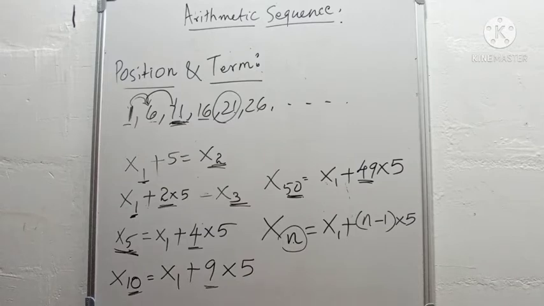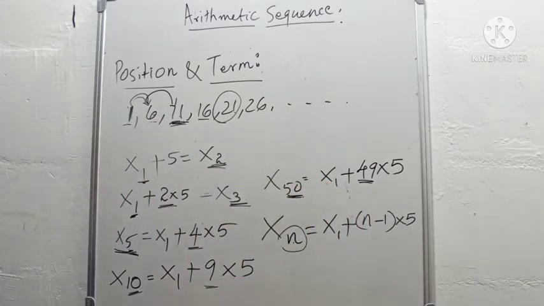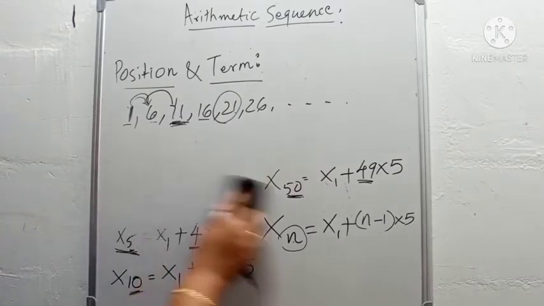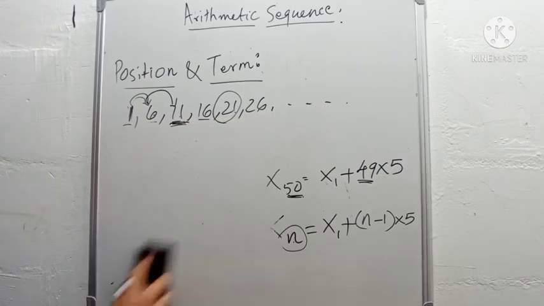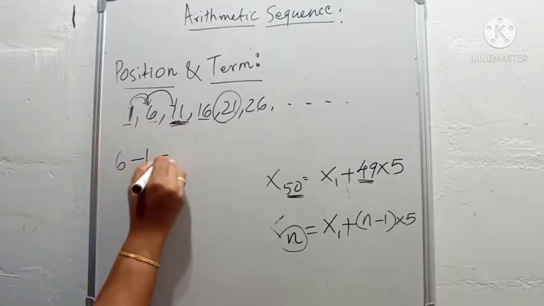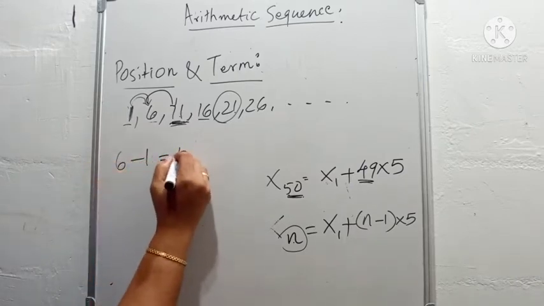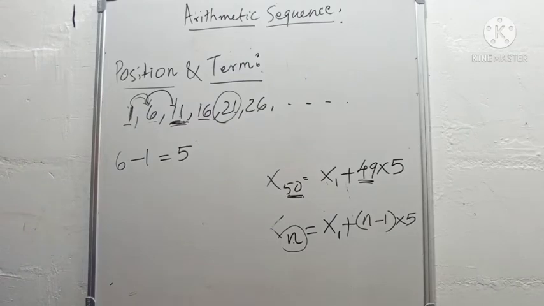Okay, that means the difference between, what is the difference between the first term and second term? The difference between first term and second term is 6 minus 1. Second term minus first term is equal to the common difference, right?